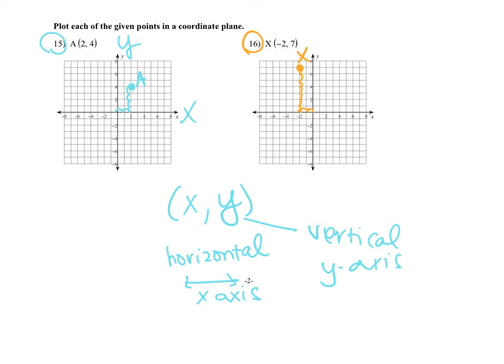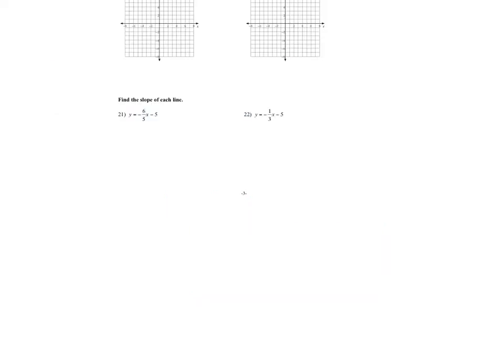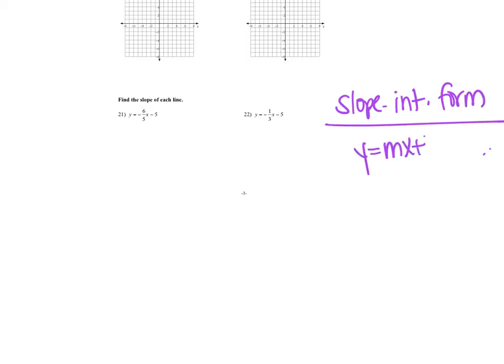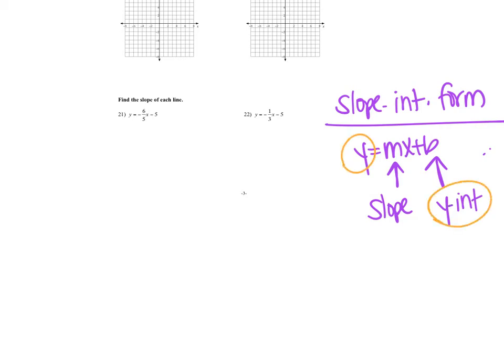I'm just going to give you a reminder. For the equation of a line, the easiest equation of a line is the slope-intercept form. That would be y equals mx plus b, where your m is your slope and your b is your y-intercept, not to be confused with your y. These two things are completely different. Your slope is always the number in front of the x when it is in slope-intercept form, which is the easiest form to do.